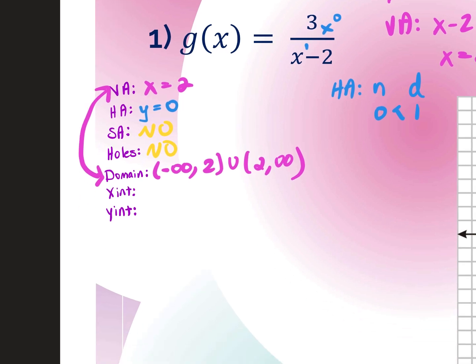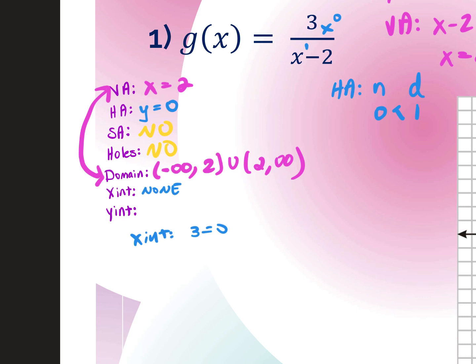So now we find x and y intercepts. How do we find the x-intercept? We set the numerator equal to 0. So 3 equals 0. Is that possible? No. So what's my x-intercept? There isn't one. Good. There's no x-intercept. This does not cross. Very good.